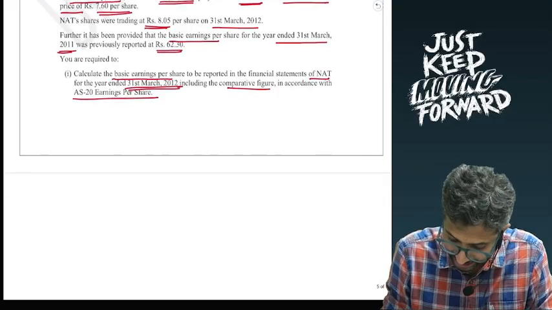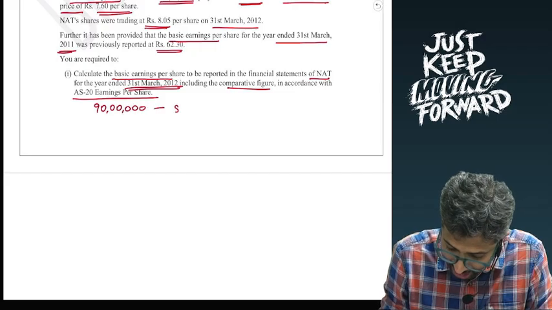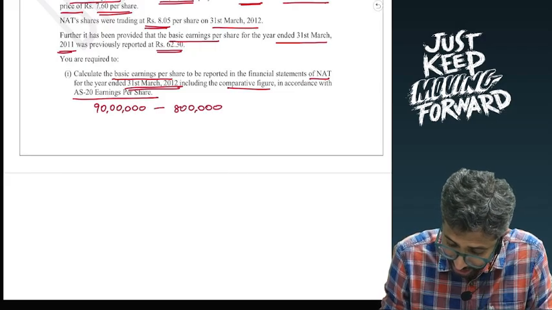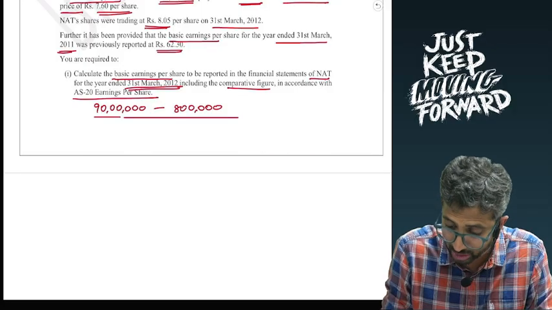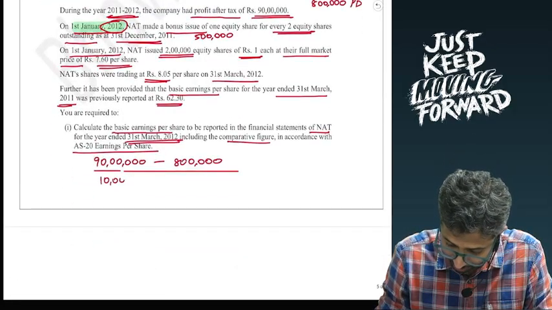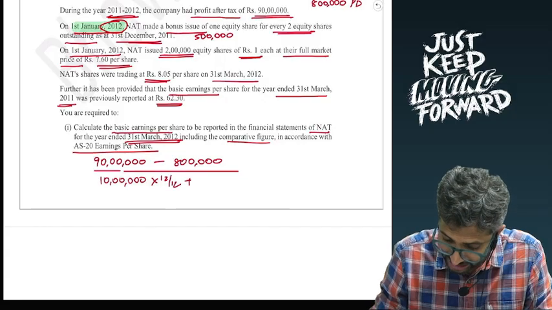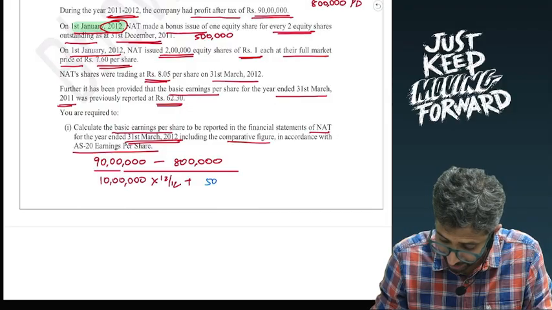profit after tax is 90 lakhs, but this 90 lakhs is profit after tax. I will also have to pay some preference dividend, and hence the remaining 82 lakhs is attributable to the equity shareholders. Now I have 10 lakh shares which are outstanding for the entire 12 months. So into 12 by 12, on these 10 lakh shares, I am further issuing a 5 lakh bonus share.